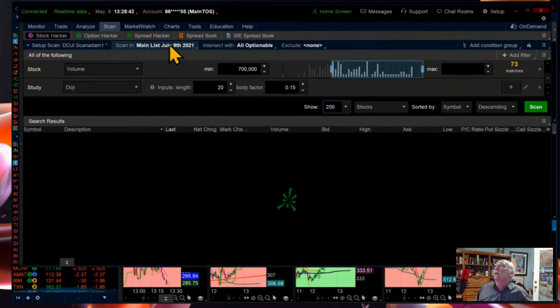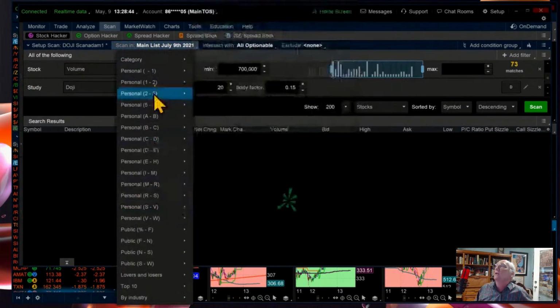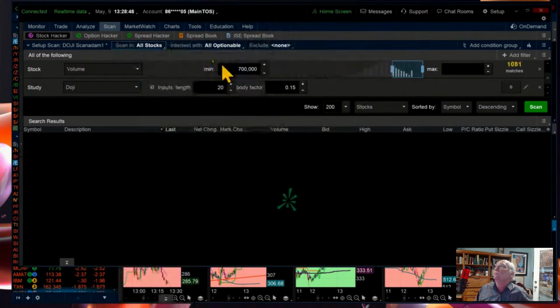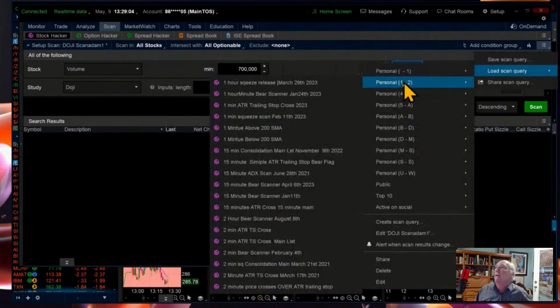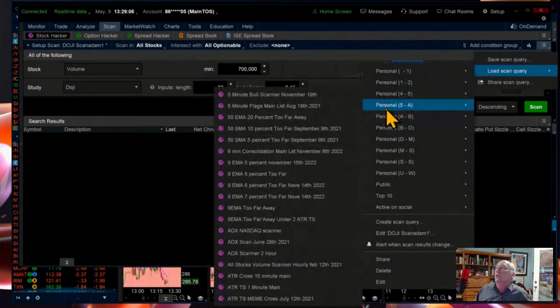So I like when it's a big hit. So I'm going to take all stocks, all optionable. Now what we're going to do is the opposite, so just keep that in mind. We want all stocks, all optionable. So we'll go to the original doji scan. And then what I'm going to do is go to some of my other scans. I got to copy and paste it, unfortunately. So I'll just take under an ATR trailing stop.